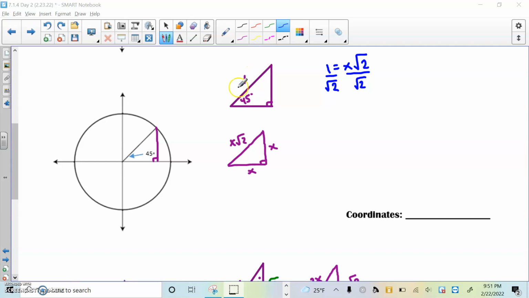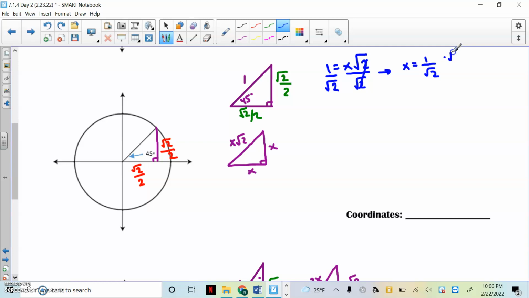Okay, so we can see that the hypotenuse here will match with the hypotenuse here, so I set 1 equal to x root 2 and solved for x by dividing by root 2, and so these cancel, and so basically x equals 1 over root 2. But because in math we typically don't like to have square roots in the denominator, I'm going to do something called rationalizing the denominator, which essentially just means I'm multiplying the top and bottom by root 2, so it gets rid of the square root. So ultimately we end up with root 2 over 2.